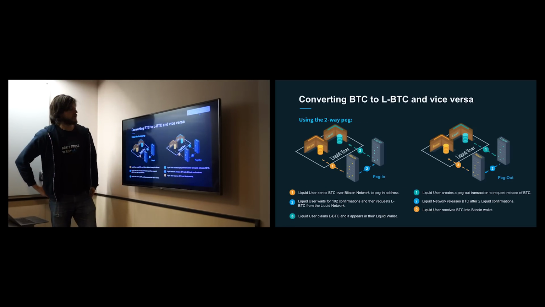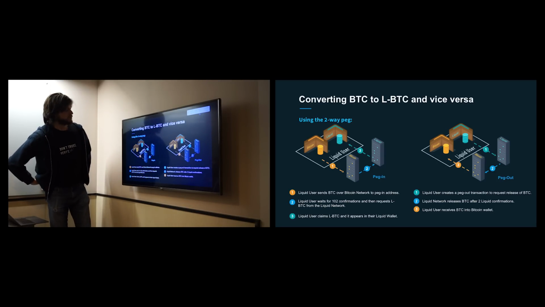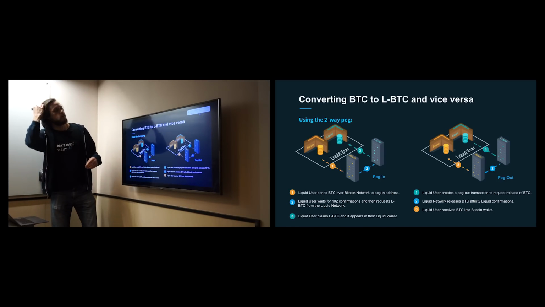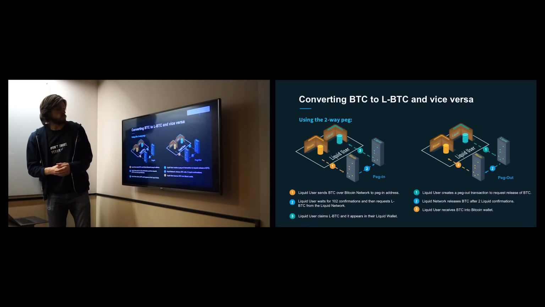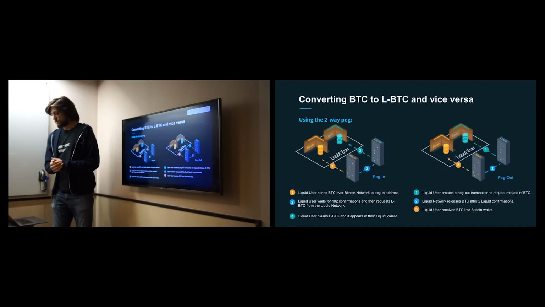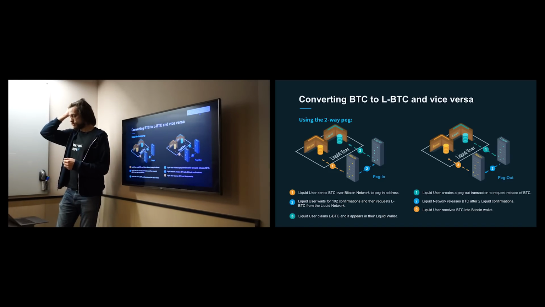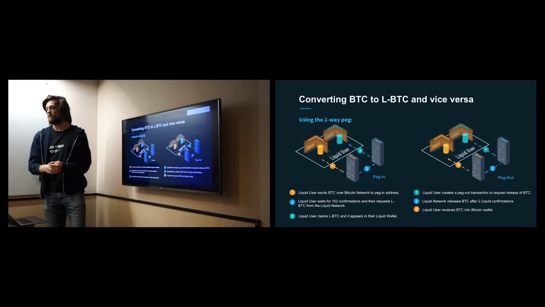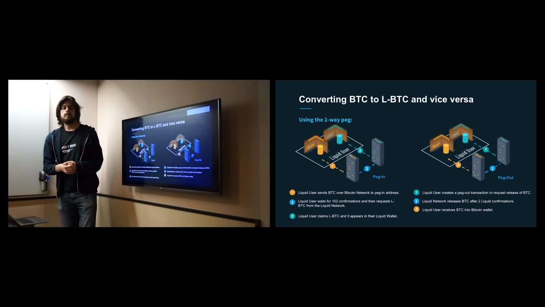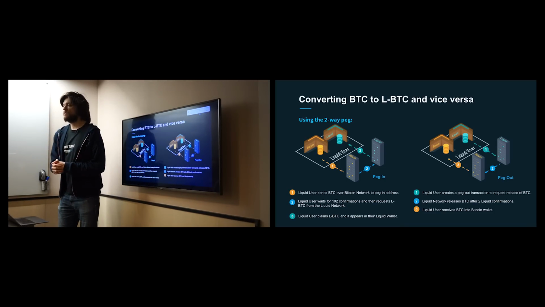So let's look at how this would actually work. If you want to use the two-way peg, you want to convert some Bitcoin to LBTC. So yeah, as we said, you just need to send to a specific address on the main chain, and we require waiting for 102 confirmations before the liquid Bitcoin gets issued. This is because we can expect this to be used for very large amounts, so you're going to want a pretty high threshold.